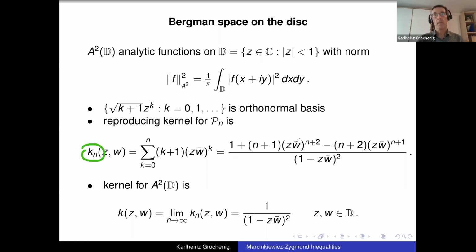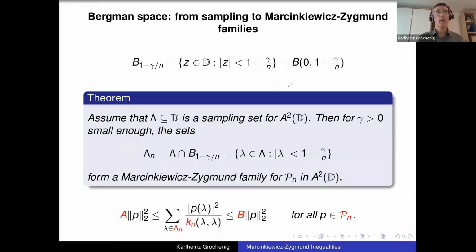If n goes to infinity, these are points in the unit disk. So n going to infinity, this goes to 0, this goes to 0. So in the limit, you obtain the Bergman kernel for the unit disk. Okay, so this is what we need. And now I can already state the theorem. So roughly speaking, there's a relation, deep, intimate relation between Marcinkiewicz-Zygmund families for polynomials in Bergman space and sampling sets for the full Bergman space.